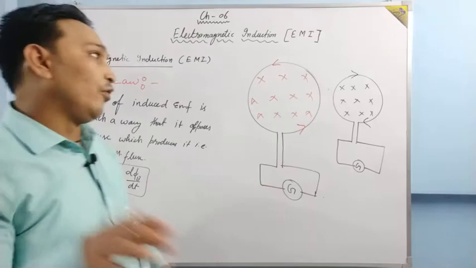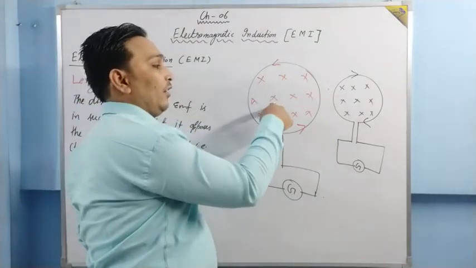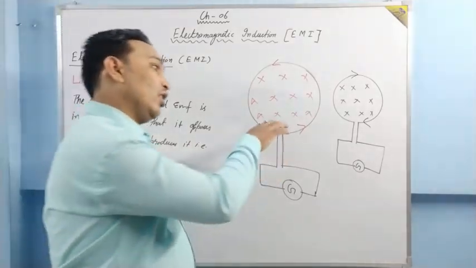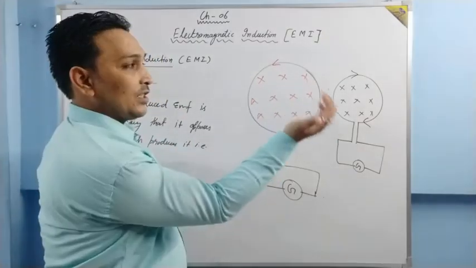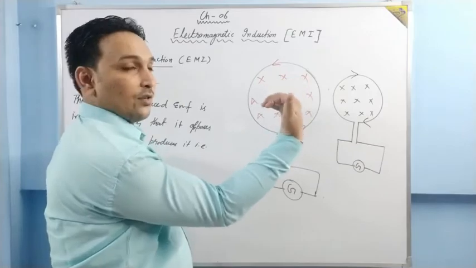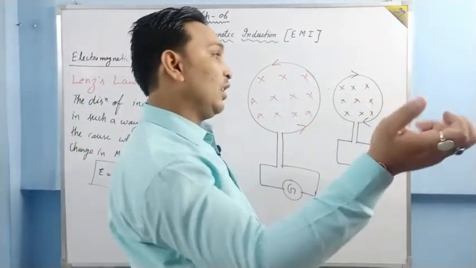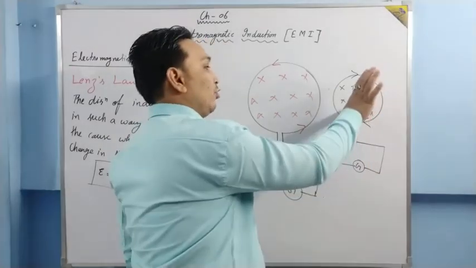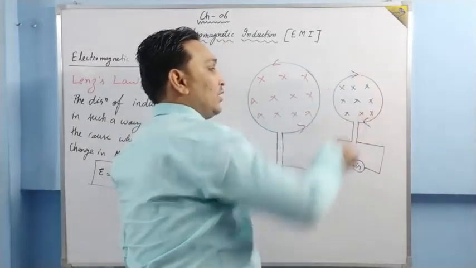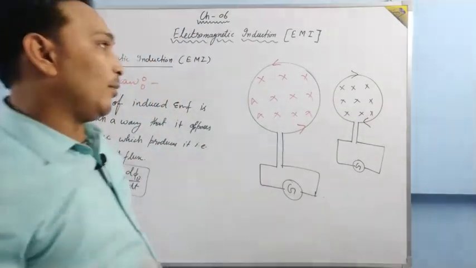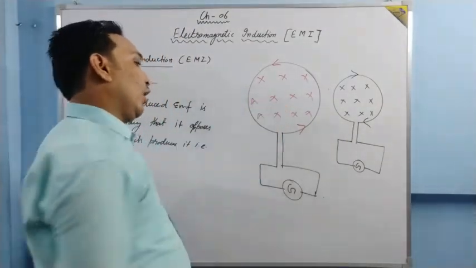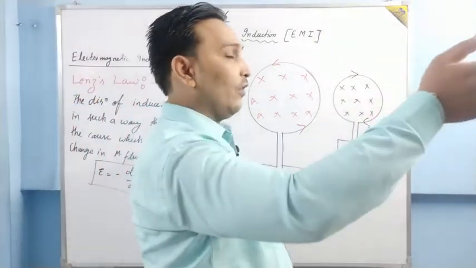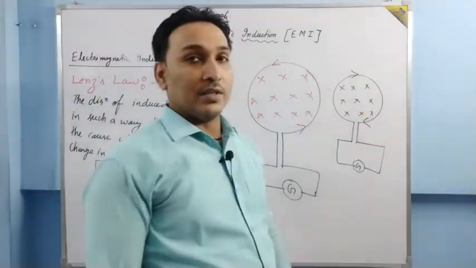When the magnet is moving towards, the magnetic field is increasing, it has to be opposed. The magnetic field of the current should be in this direction, current should be in this direction. When the magnet is going away, this magnetic field is decreasing. For supporting this, the magnetic field should be in this direction and current should be in this direction. As you can see, when the magnet is brought nearby the coil, the current is anti-clockwise. When the magnet is moving away from the coil, it becomes clockwise.